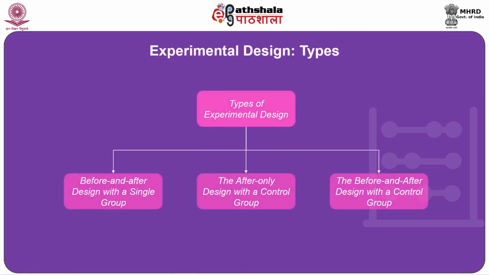Now, coming to the types of experimental designs, broadly three types of experimental designs are used in social science research. Firstly, the before and after design with a single group, secondly, the after only design with a control group, and thirdly, the before and after design with a control group. We will briefly learn about these three designs.